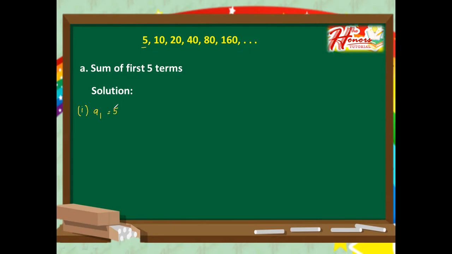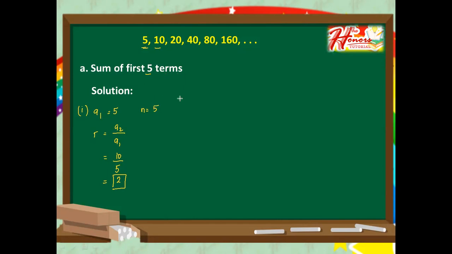Next, we also have to identify our ratio. So the ratio is equal to a sub 2 over a sub 1. So a sub 2 here is 10, a sub 1 here is 5. So 10 divided by 5 is 2. So the ratio is 2. And of course, we have to look for the n. N here is 5 because we're looking for the sum of the first 5 terms.